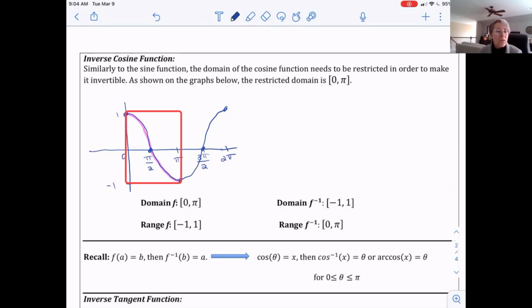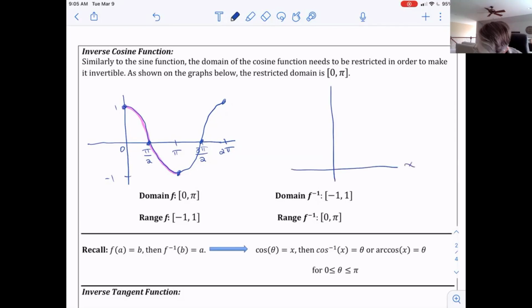So our domain for our restricted function, in order for us to find an inverse, is going to be from 0 to pi, and our range again from -1 to 1. That also means that for the inverse cosine, the domain will be from -1 to 1, and the range from 0 to pi. So our x values are going to go from -1 to 1, and our y values from 0 to pi.